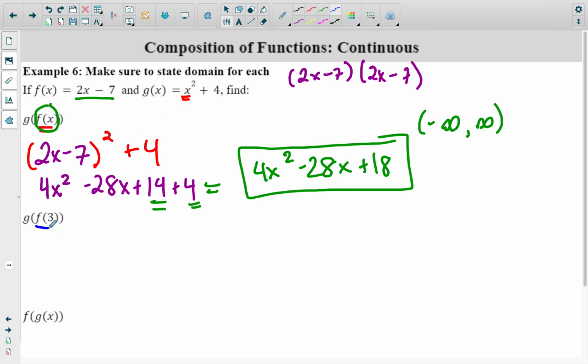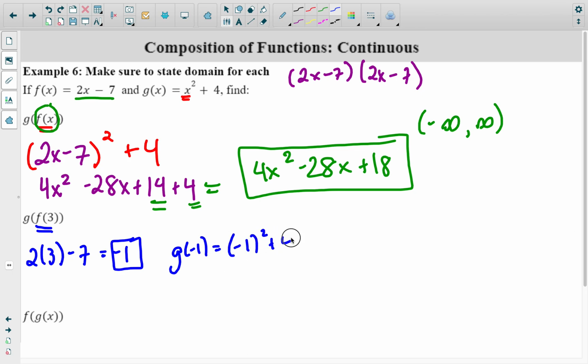This one, start inside, okay? F of 3. What is f of 3? So let's plug in 3 for x here. 2 times 3 minus 7 gives us negative 1. And then let's plug in negative 1 to our g function. Okay, g of f of 3 is really asking what is g of negative 1? Negative 1 squared plus 4 gives us 5. So 5 is our answer.